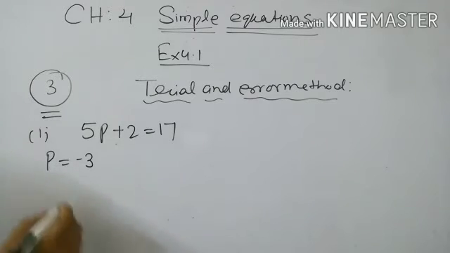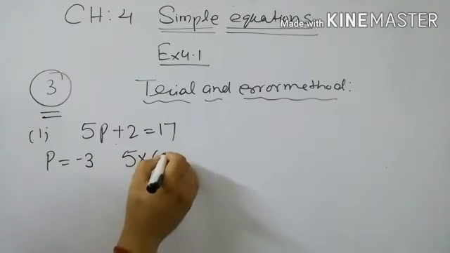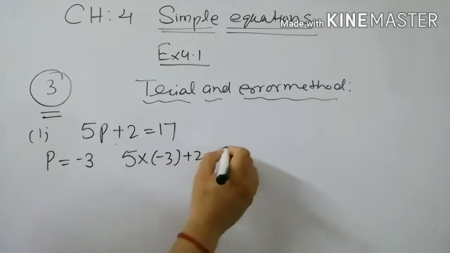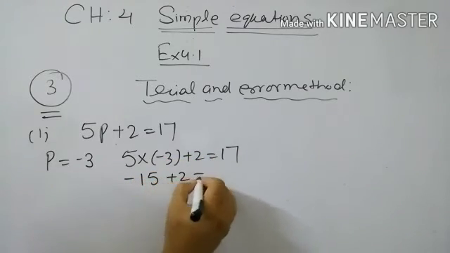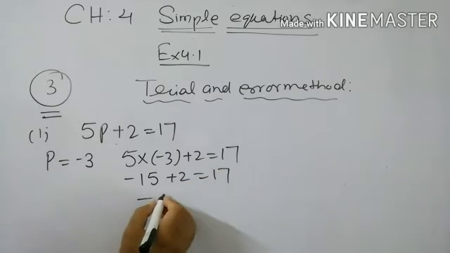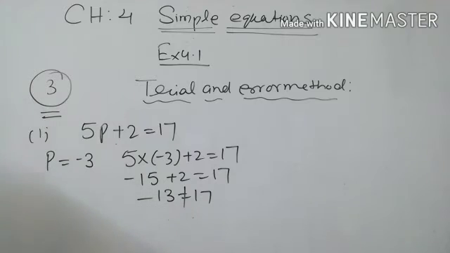So first of all we put p equal to minus 3. So 5 into minus 3 plus 2 equal to 17. It is equal to minus 15 plus 2, which is minus 13, but it is not equal to 17. So we get an error. We try minus 3 and we get an error. Now we do it with another value.